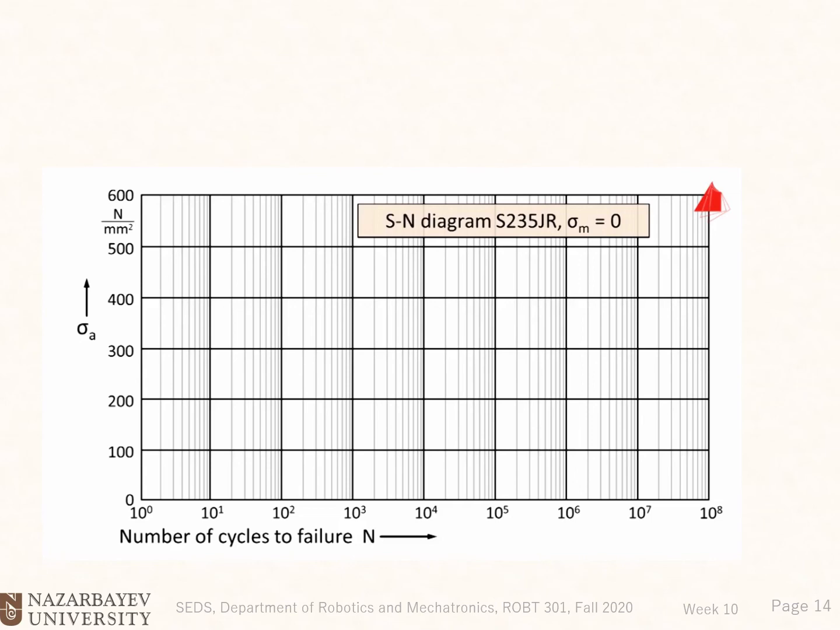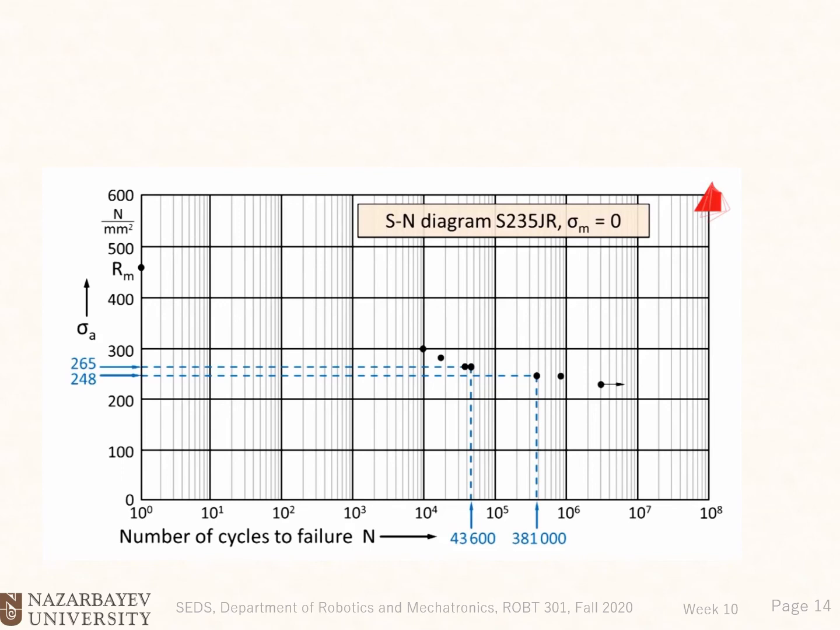The first specimen was loaded with 7 kilonewtons. This corresponds to a stress amplitude of 248 newtons per square millimeter. Under this stress amplitude, it broke after 381,000 load cycles. The second specimen was loaded with 7.5 kilonewtons. This corresponds to a stress amplitude of 265 newtons per square millimeter. Under this stress amplitude, it broke after 43,600 load cycles. And these are the results of the other specimens which have been tested by us.